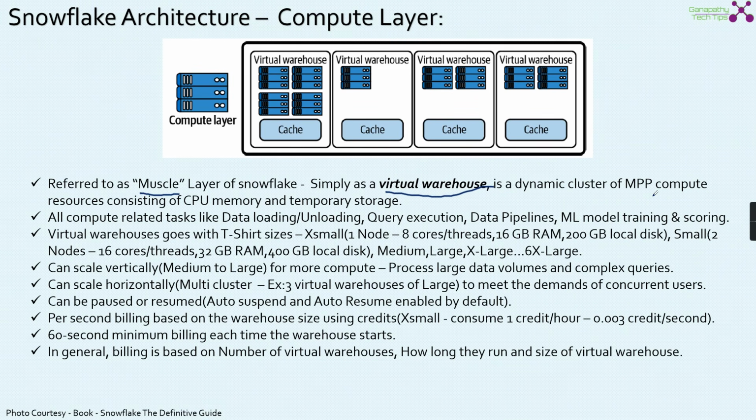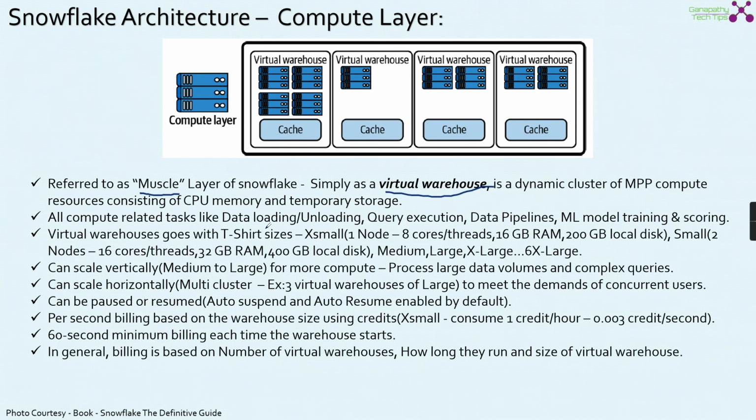So it's a dynamic cluster of MPP compute consisting of CPU, memory, and temporary storage. Each and every virtual warehouse will come to us in the form of a server, meaning in the form of compute with enough CPU, enough memory, and enough storage as well. Don't confuse this storage with the shared storage layer. This storage depends on the size in which we take the virtual warehouse. We will be discussing it.